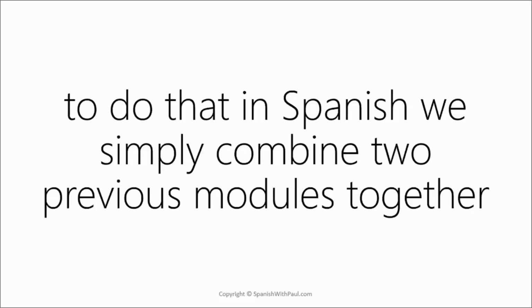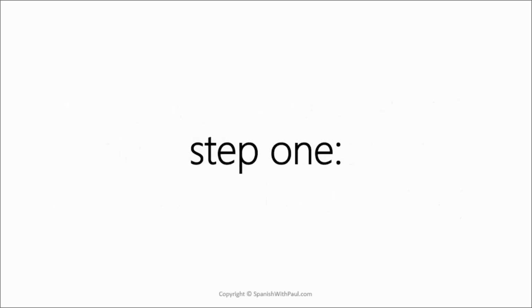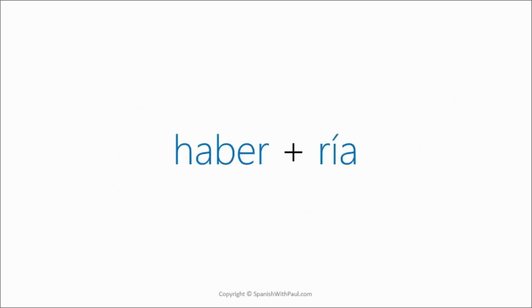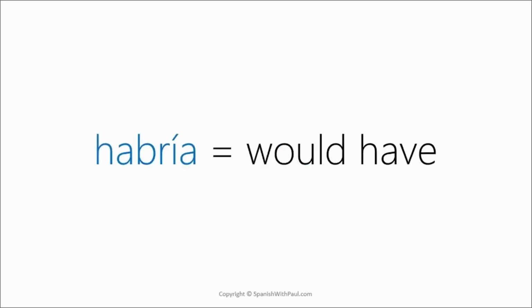Now, to do that in Spanish, what we need to do is combine two previous models together. The first step is to grab our auxiliary verb haber and add to that ria. So we know that ria sound represents would with Spanish verbs. And instead of it being habería, it contracts and it goes to habría, which is much easier to pronounce. So this habría stands for would have when we're talking in the past.